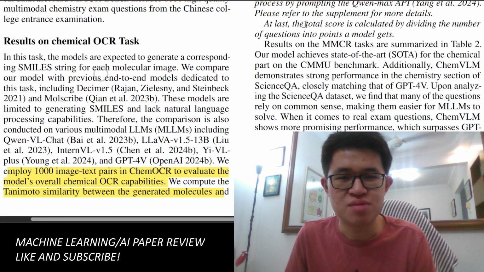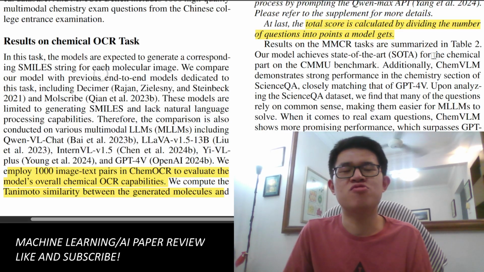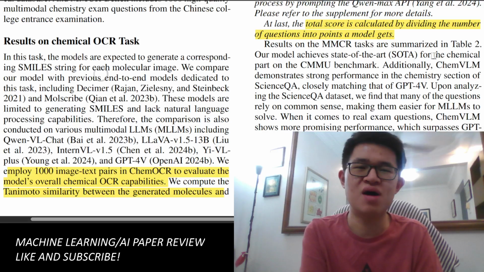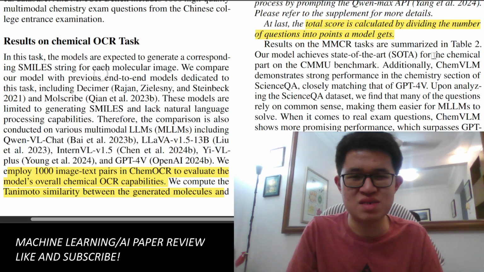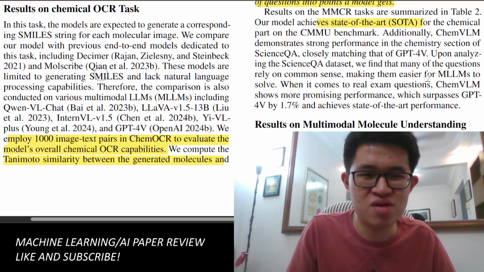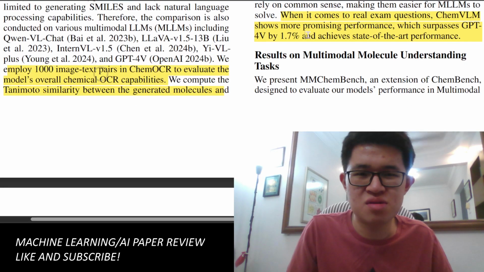At last, the total score is calculated by dividing the number of questions in. Okay, so what they're trying to say is dividing the total number of points that the model gets by the number of questions. Okay, the results. It's state of the art. It's really better than GPT-4V. When it comes to real exam questions, their approach is also good.